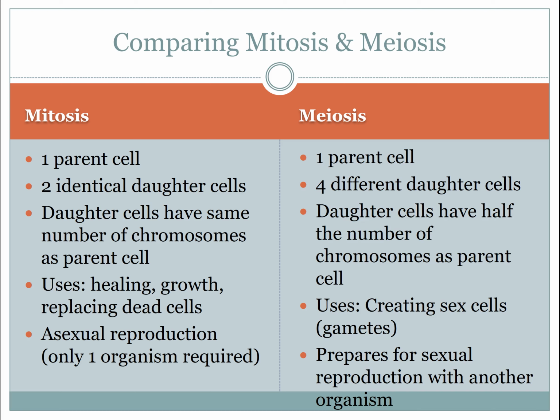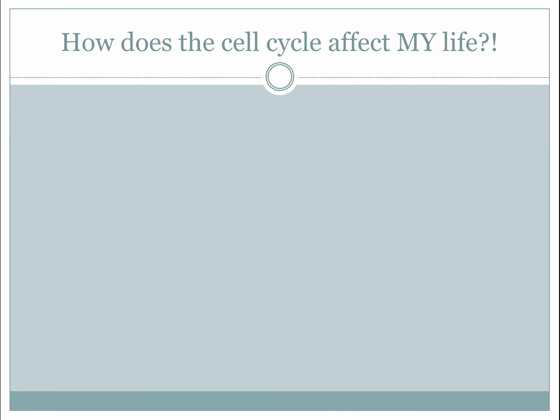In meiosis, we start with one parent cell, and at the end we have 4 different daughter cells. Not only are they different from the parent cell, but they're also different from each other. The daughter cells have half the number of chromosomes as the parent cell, and it's only used for creating sex cells or gametes, eggs and sperm. And it prepares the organism for sexual reproduction with another organism. By reducing that chromosome number by half, that organism is now prepared to match up gametes with another organism in sexual reproduction.